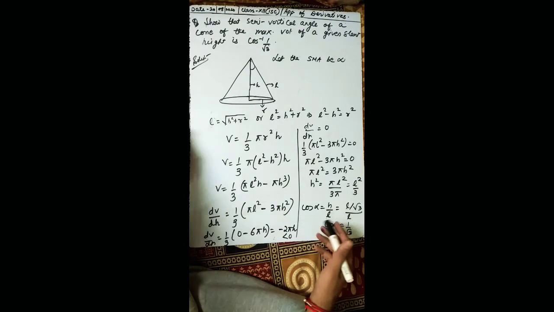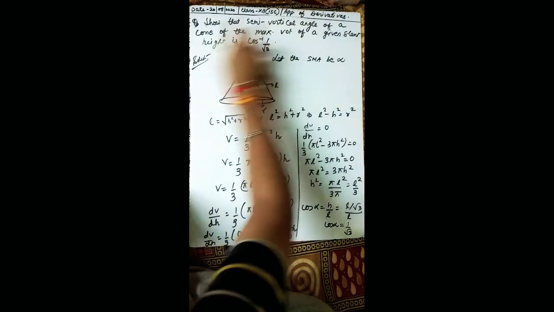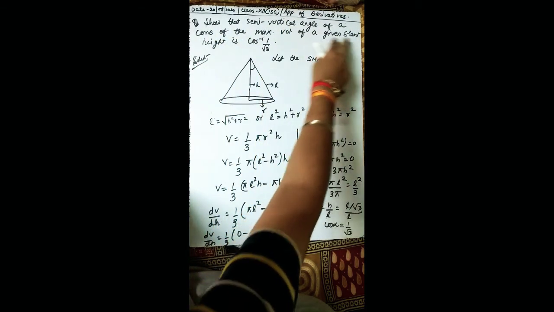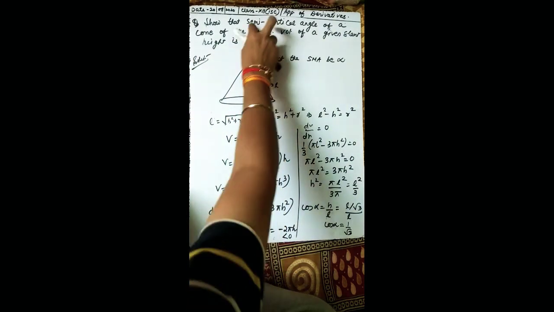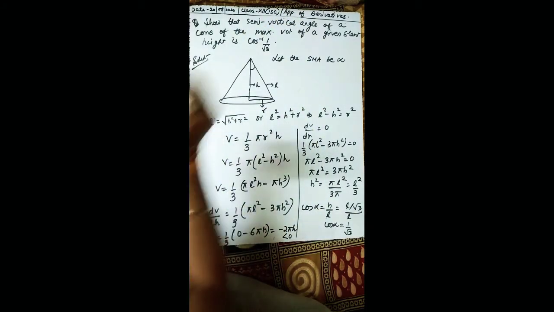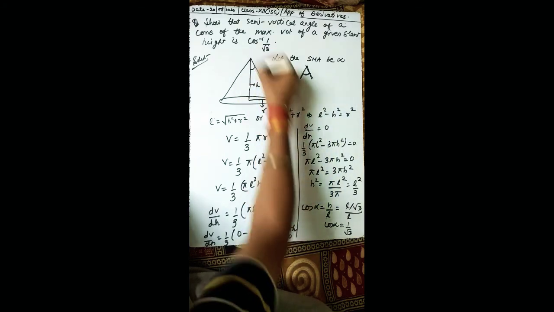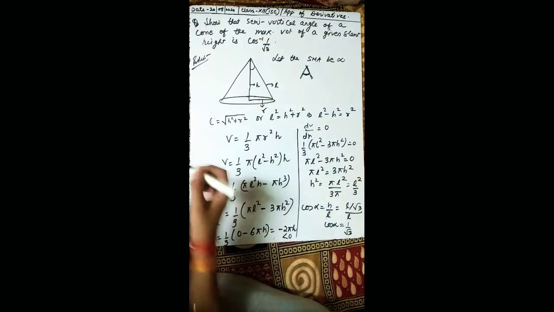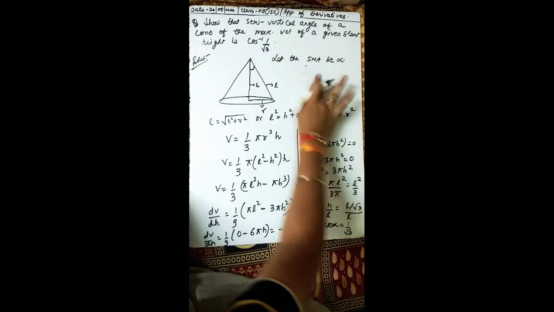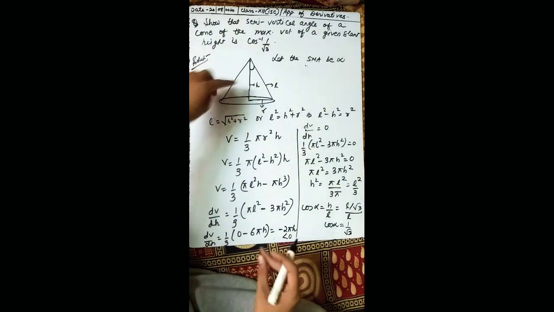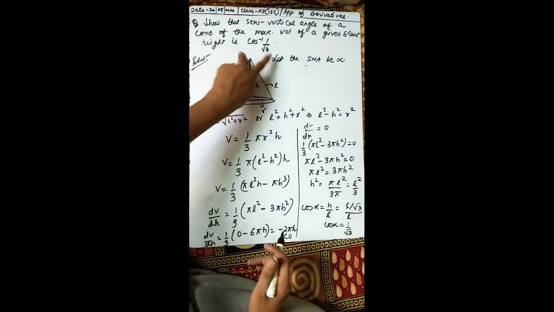Okay, please try to understand this question. Show that the semi-vertical angle of a cone of the maximum volume of a given slant height is cos inverse 1 upon root 3. Now first understand what is semi-vertical angle. Vertical angle is this one. That means if this is the cone, this is called the vertical angle. It means this V, this is the full vertical, and semi means the half. That means this. So this is called the semi-vertical angle of this cone of maximum volume of a given slant height. The slant height is given to us, is cos inverse 1 upon root 3.